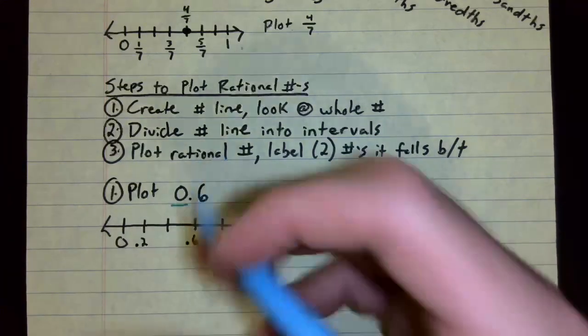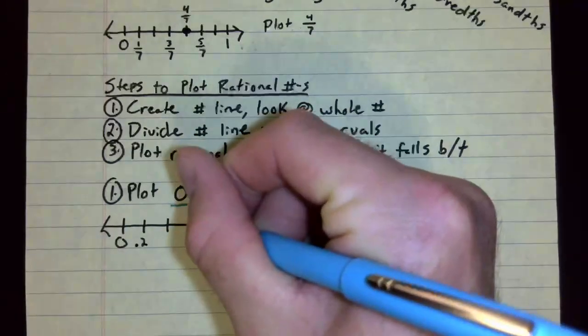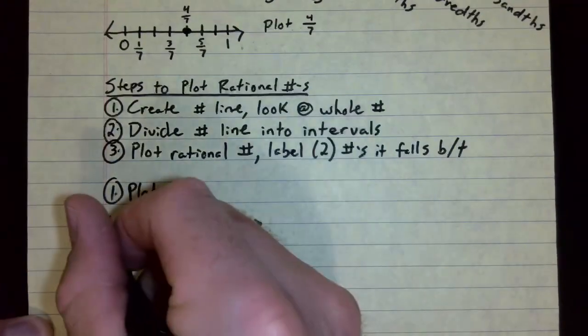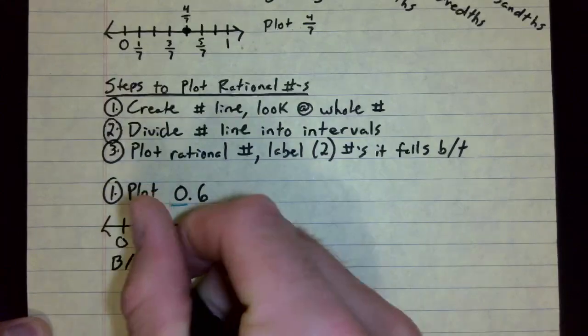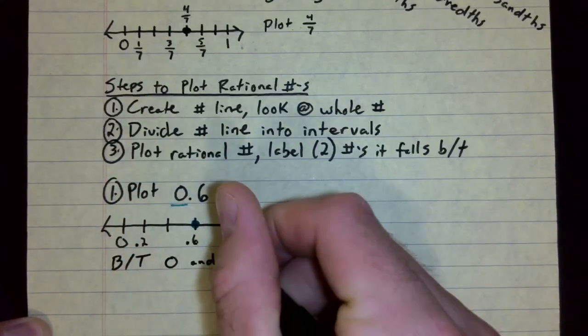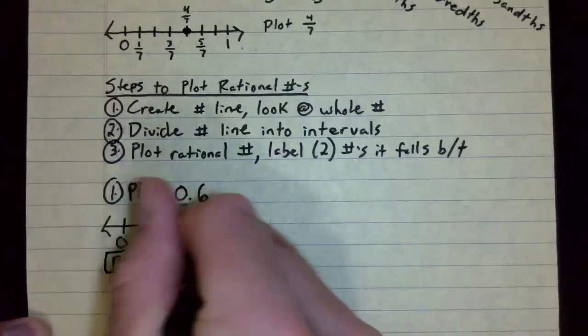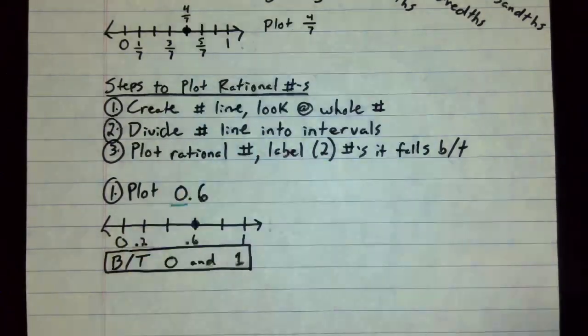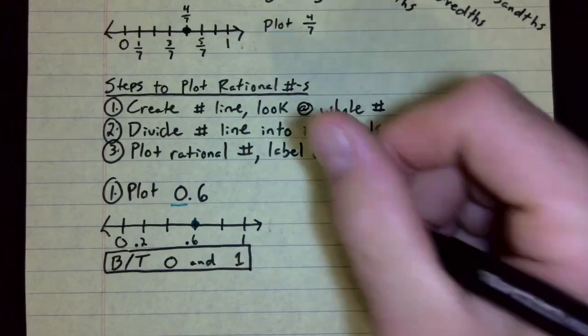Our rational number is 6/10. So we just plot that rational number, and the two numbers it falls between are 0 and 1. 0 and 1 are the two numbers that your rational number is between. That's it. Let's try another one.